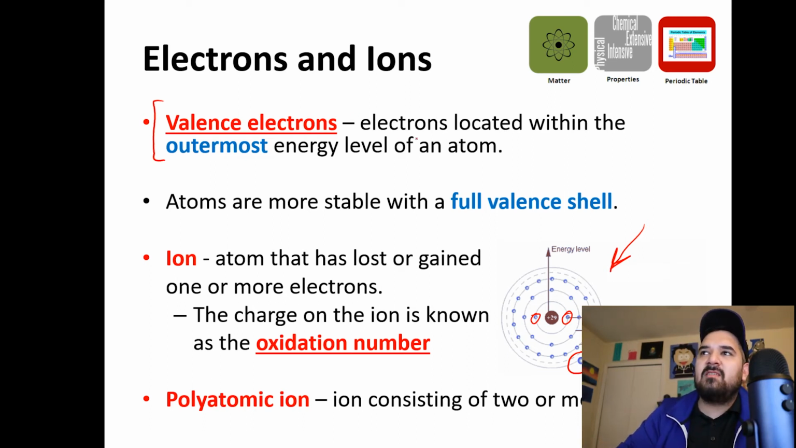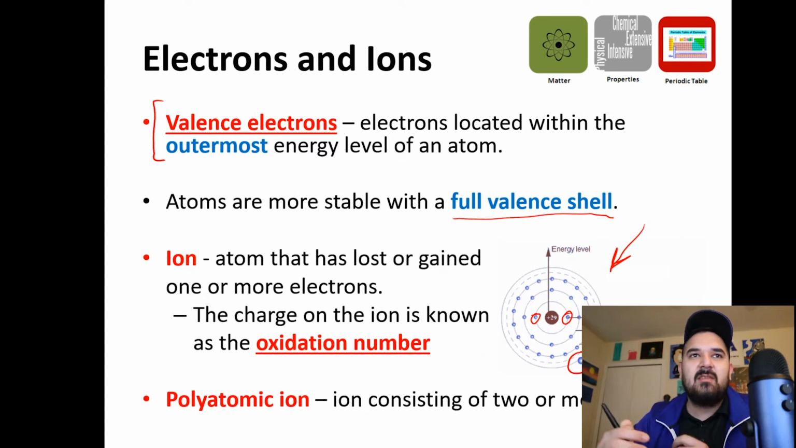So valence electrons are electrons located within the outermost energy shell. Atoms are most stable when they have a full valence shell. So how do you get a full valence shell? You either give away your outermost electron, or you pick up an extra outermost electron, or 2 extra outermost electrons. And once your outermost shell is filled, you're considered stable. And when you're stable, another word for it is going to be neutral. You're not red, you're not blue, you're neutral.